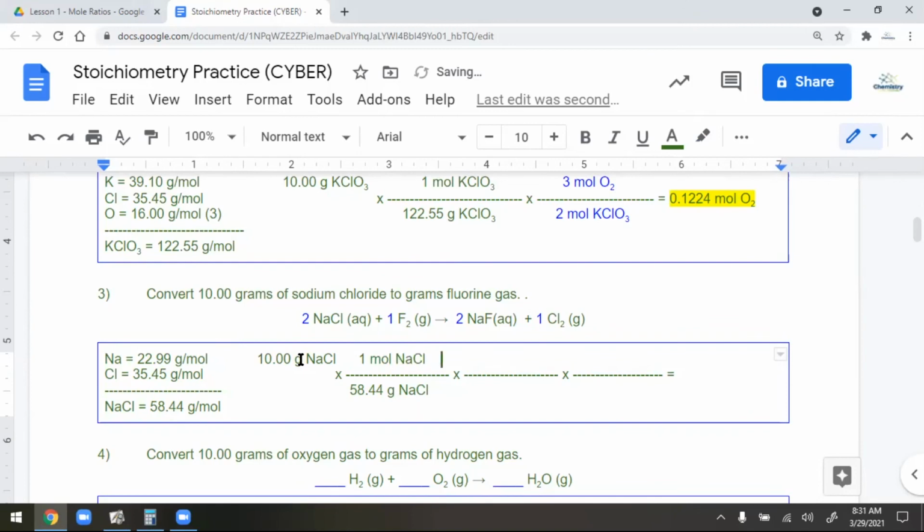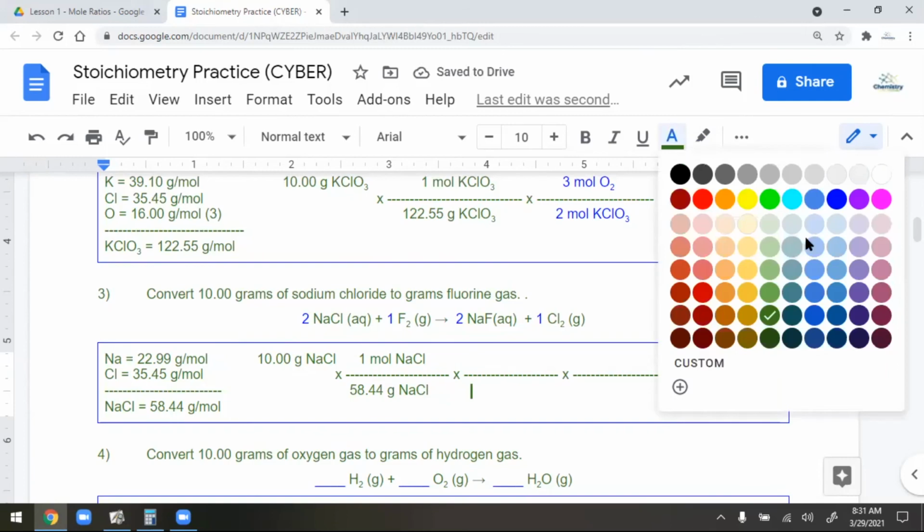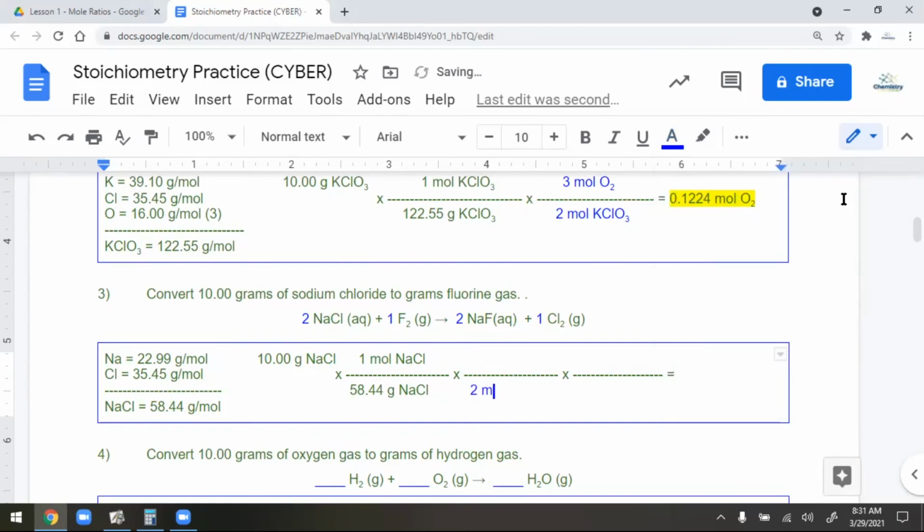In our second fraction, this is where we're going to use the mole ratios. So we have on the bottom 2 moles of sodium chloride. Just as a reminder, I'm going to turn that blue so you can see where we're using that. And then because in this case we're going to fluorine, notice how we don't even have to go across the arrow. We're going from one reactant to another. We have 1 mole of F2. I'm going to make that blue as well.